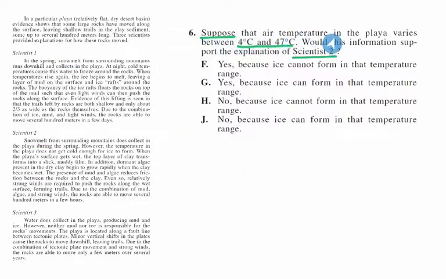Suppose, gotta think, the air temperature in the playa varies between 4 degrees and 47 degrees. Would this information support the explanation of scientist 2? So scientist 2 says snowmelt does collect, however, the temperature does not get cold enough for ice to form. So you have to have a bit of knowledge in knowing that 4 degrees is not cold enough for ice to form. Ice forms at 0 degrees Celsius. So our answer would be F, yes, but it would support scientist 2 because ice cannot form in that range. So F is the correct answer for number 6.